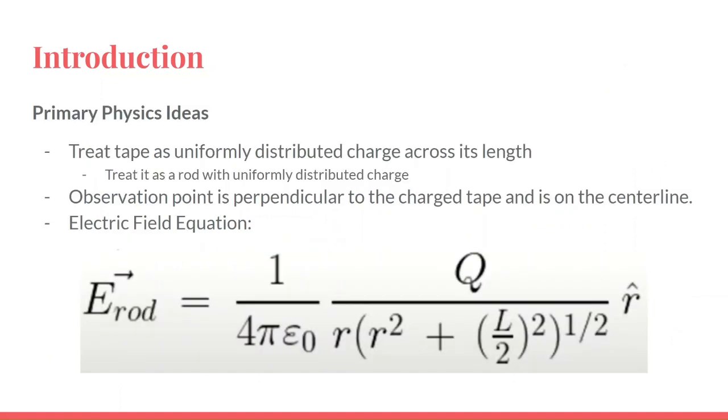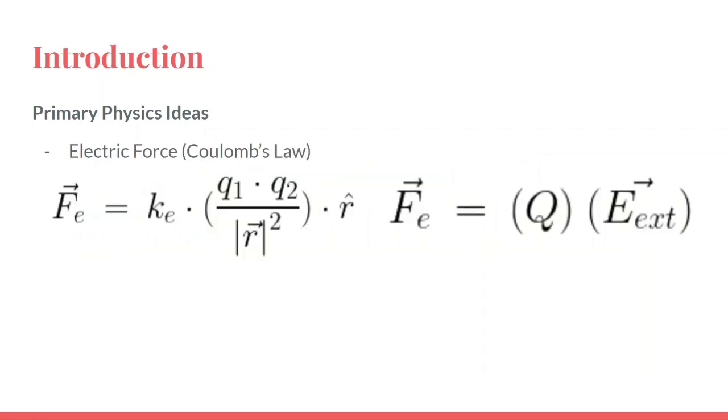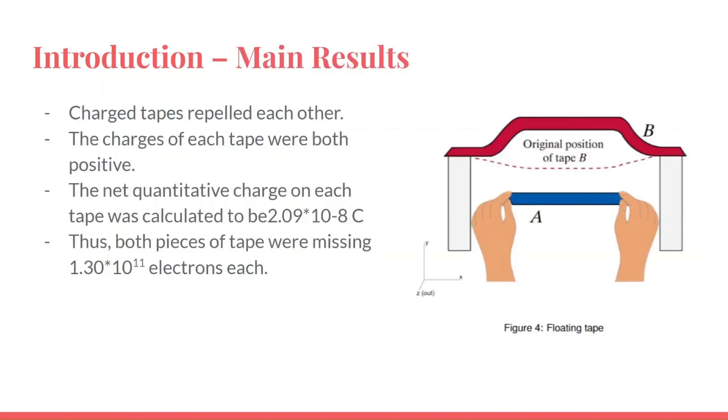We're also treating the tape as a uniformly distributed charge across its length, like with a rod with a uniformly distributed charge. And we're assuming that the observation point is perpendicular to the charged tape and on the center line. So here's the electric field equation for a charged rod at the midpoint. This is also the electric force, which is Coulomb's law, which we are also employing, and also the fact that the electric force is equal to the charge times the external electric field.